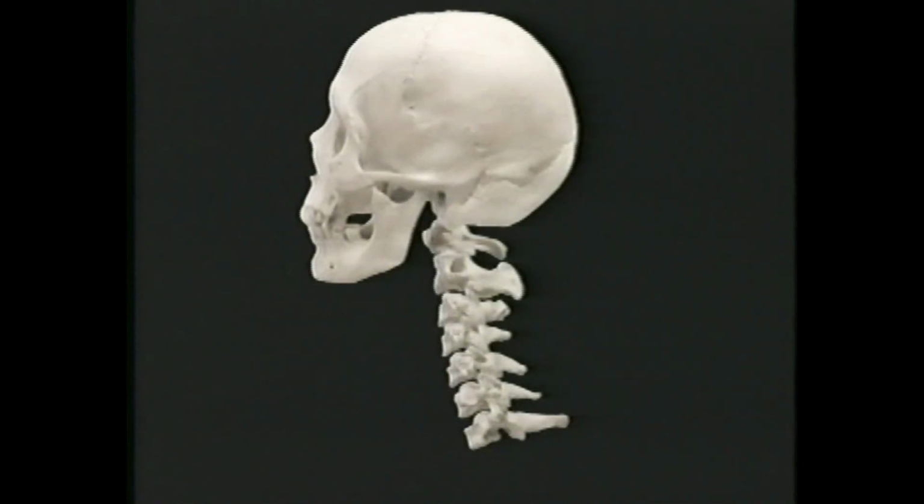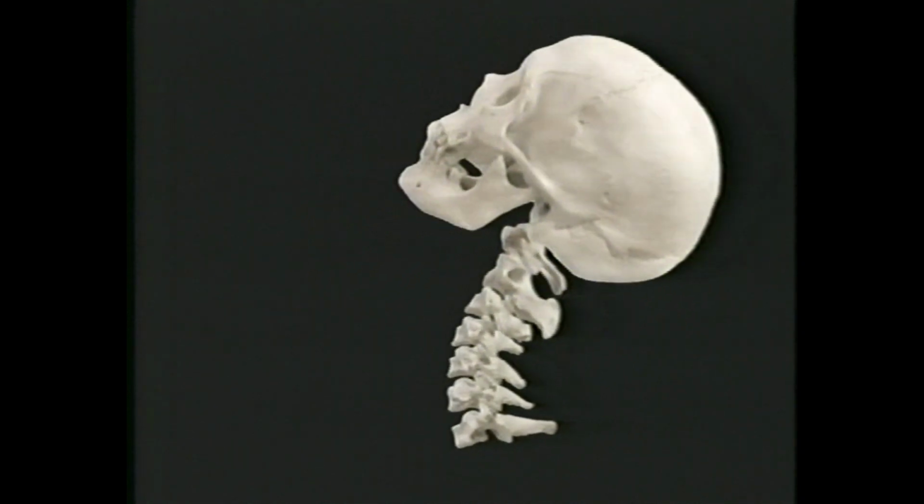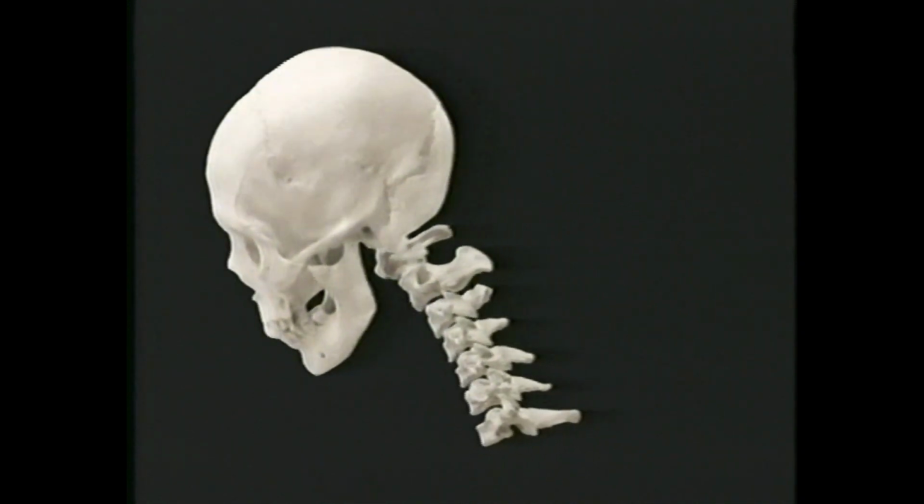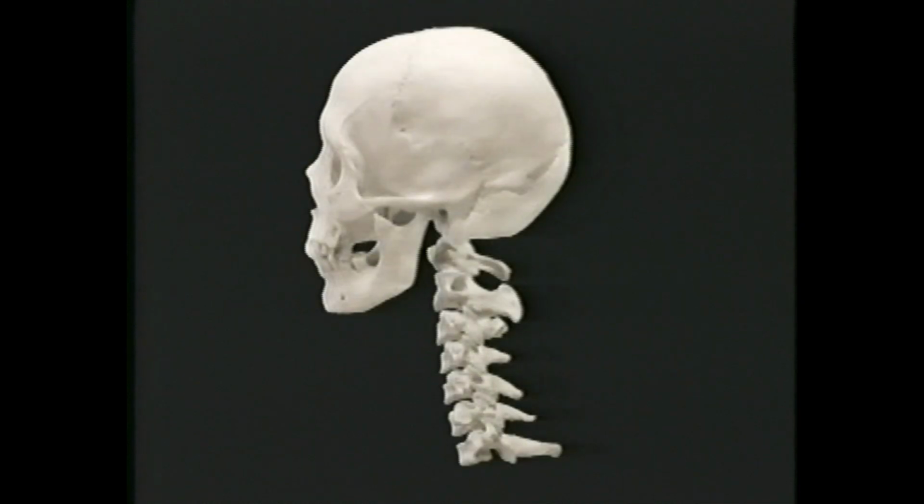Now, let's compare the two motions of the spine. First, the normal extension. Now, the abnormal S-shaped curve.